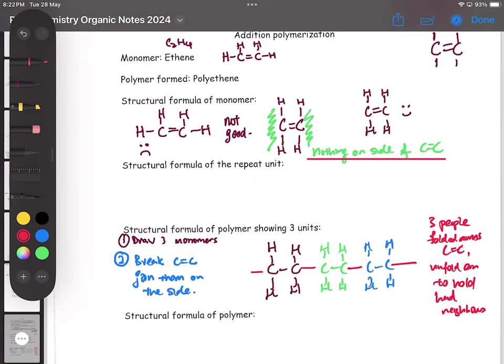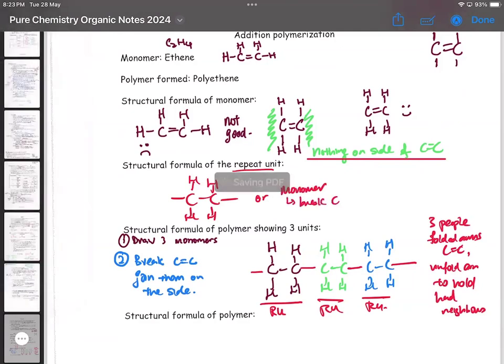Okay, next, let's talk about repeat unit. Repeat unit basically is you can draw just one unit to represent everything. So you can see that this is actually a repeat unit. This is also a repeat unit. This is also a repeat unit. So to make things very easy, repeat unit is just like this. Or it's just the monomer. You break the CC double bond.